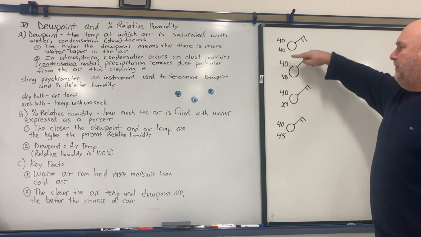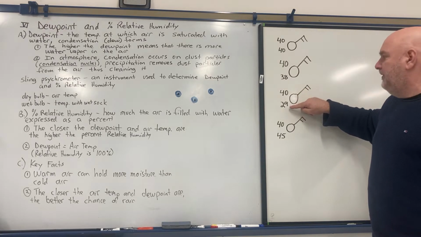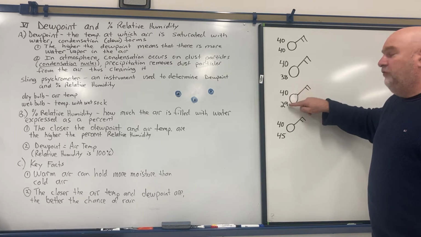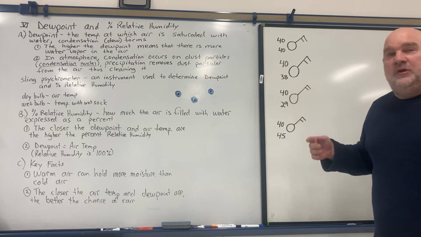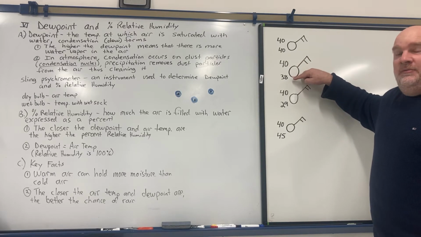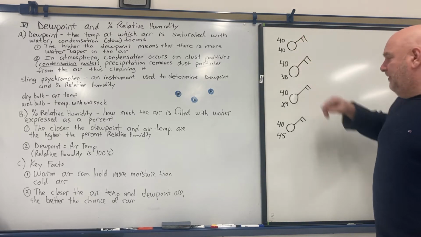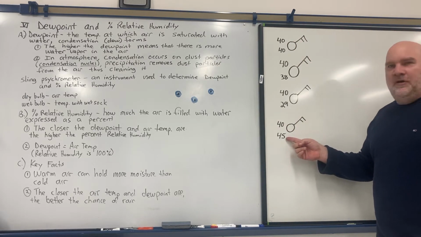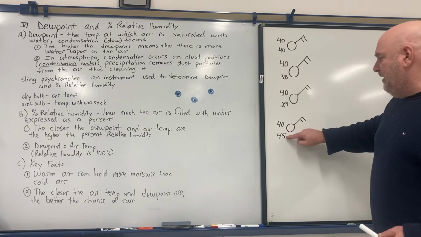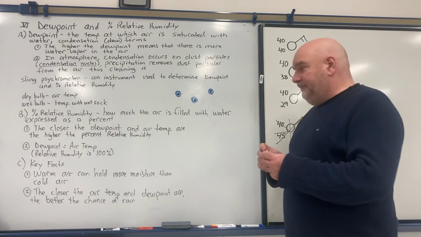Think of the air temperature as being the size of the container, and the dew point as how much water is actually in the container. So if this was a 40-gallon container, and I put 29 gallons in it, that'd be like 73% filled. If I had a 40-gallon container and I put 38 gallons in it, it'd be 95% filled. If I put 40 gallons in it, it'd be 100% filled. If I put 45 gallons in it, that's impossible. You can't get 45 gallons into a 40-gallon container. So you can never have a dew point greater than the air temperature. That is wrong. You can't have that.